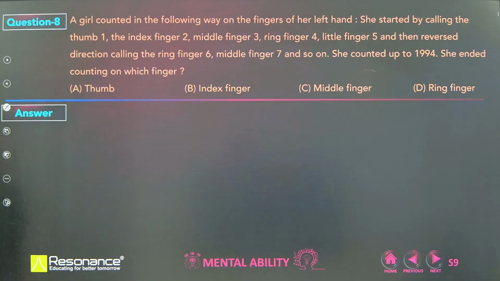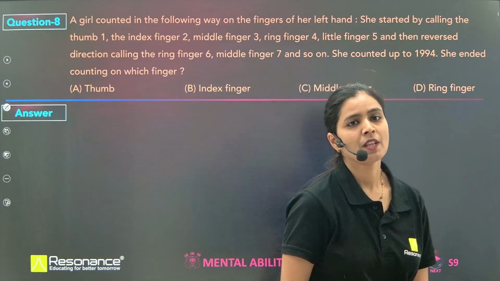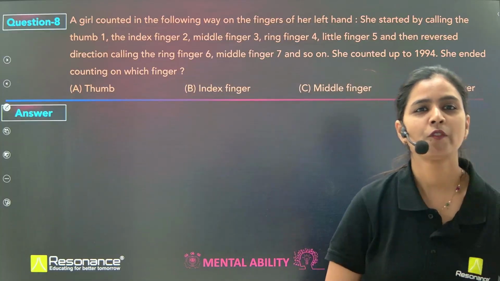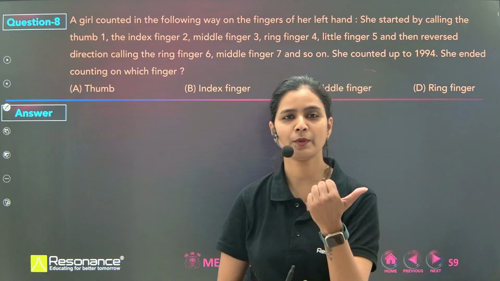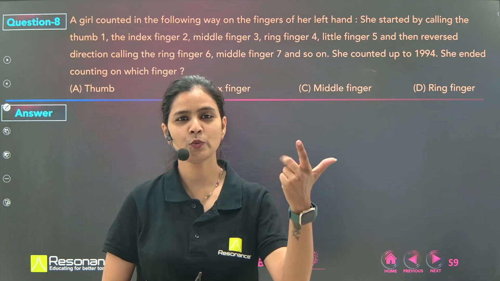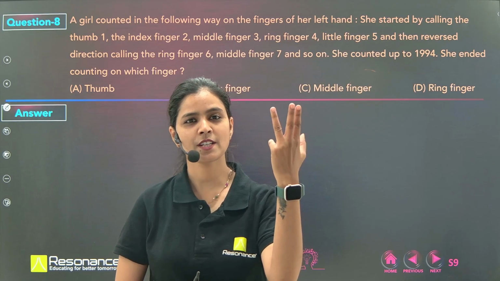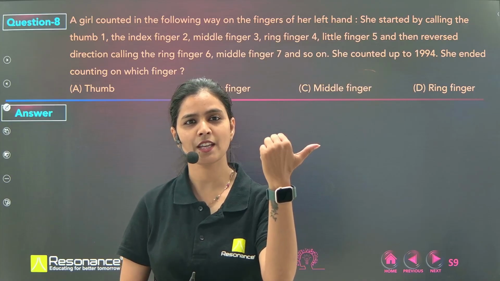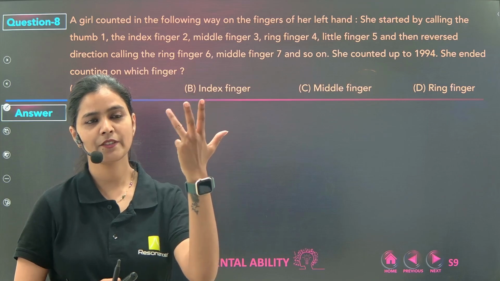Okay, so a girl counted in the following way on the fingers of her left hand. With her left hand she started calling the thumb 1. Let me come in front of the camera. This is 1, 2, 3, 4, 5. Then 5 is done. Then 6, 7, 8, 9. Then again 10, 11, 12, like that.